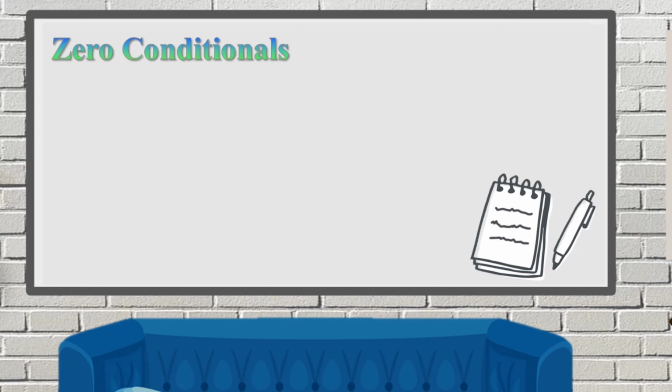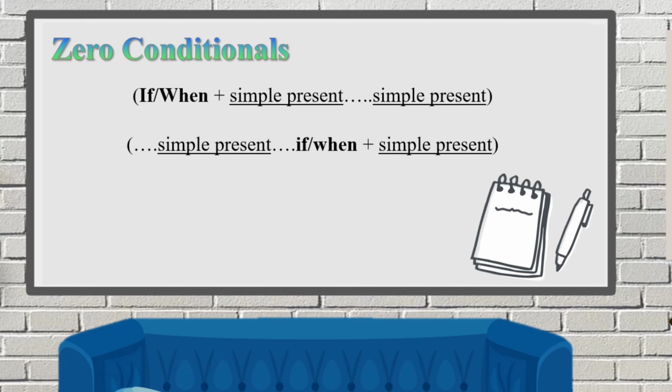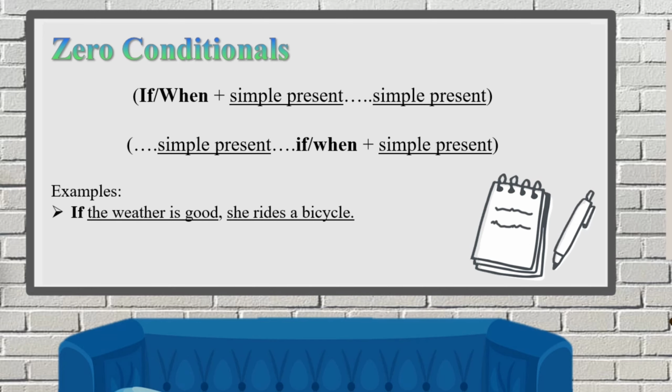We use this pattern for zero conditionals. You can have either if or when, plus the simple present tense and another simple present tense, or simple present tense, then if or when, and another simple present tense. Consider these following examples. If the weather is good, she rides a bicycle. Another example, I read when I have free time.